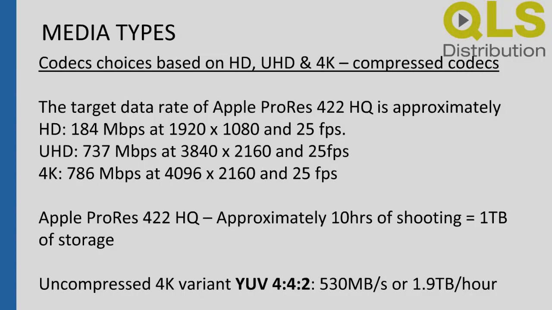So if we look at the top, we've got HD, UHD, and 4K compressed codecs. We're just taking Apple ProRes 422 as an example. You can see by the resolution of HD that it's 184 megabits per second. Following that down, you can see it grows exponentially as you go to 2K, 737, 4K, 786, depending on the resolution and the number of frames.